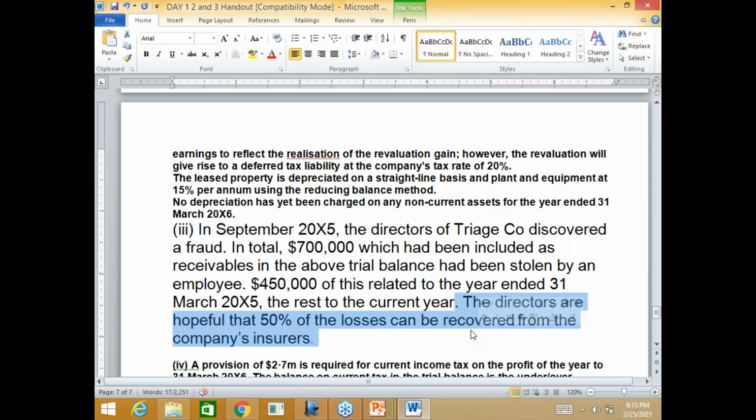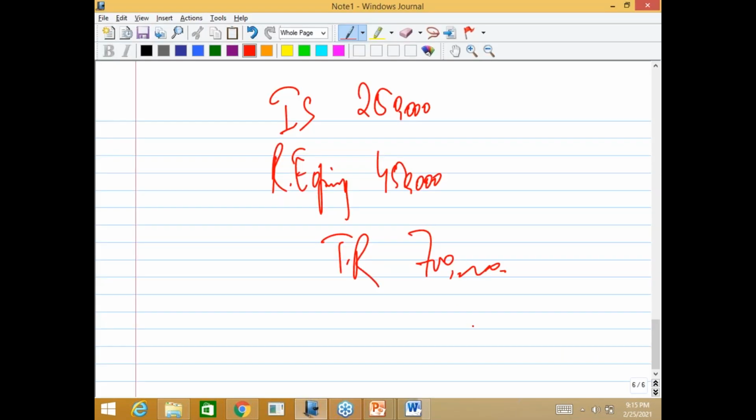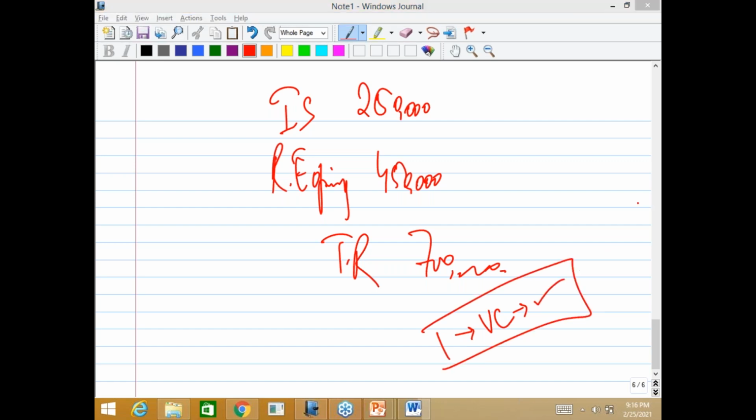The directors are hopeful that 50% of the losses can be recovered from the company's insurance. The directors are hopeful. So when the chance of recovery is virtually certain, then you can recognize this amount. This question is related to the ACCA. It says the directors are hopeful. No, 50% is not the percentage for the probability. It is saying that whatever amount you have incurred as a loss, 50% of the loss will be compensated by the insurance company. But the probability can be determined from the expectation of the directors. So directors are hopeful that their loss will be recovered. So you cannot recognize anything until the chance of the recovery is virtually certain.